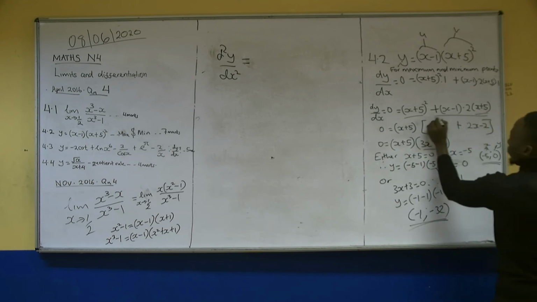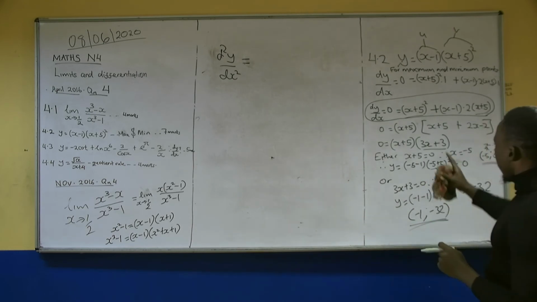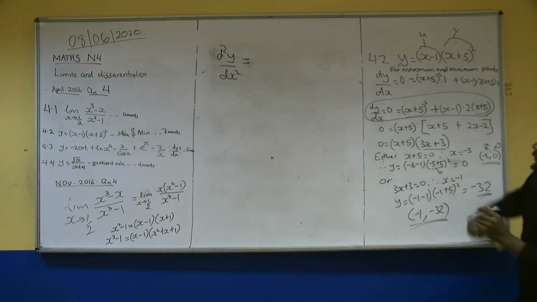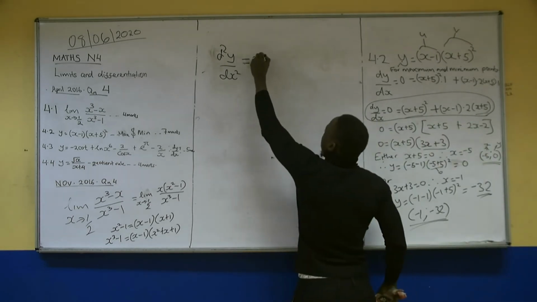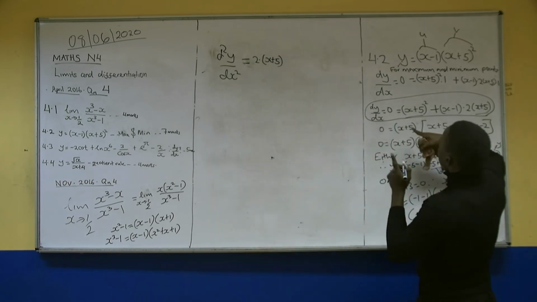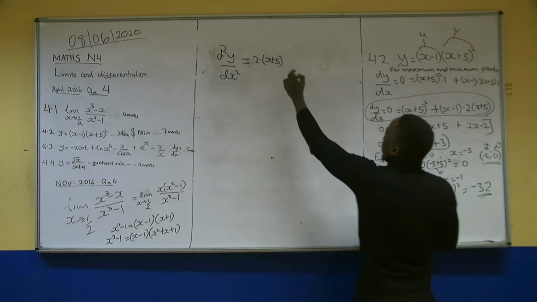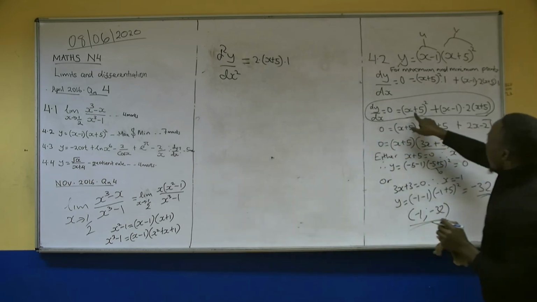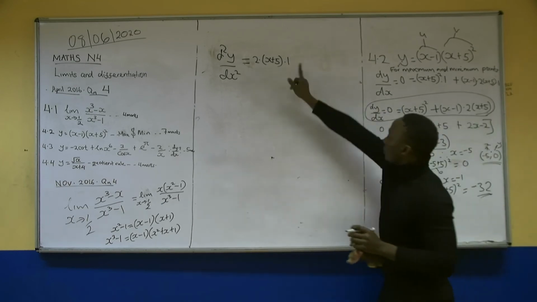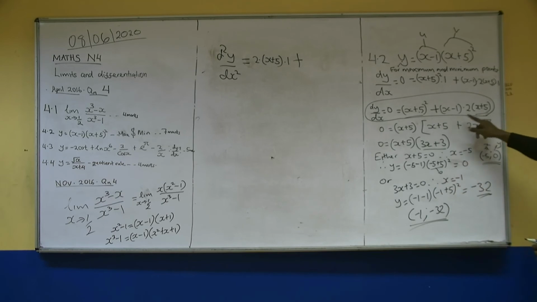So dy dx is where? It is here. I'm going to differentiate it the second time. If you differentiate (x plus 5) squared, the power comes down, you maintain the expression, but the power has reduced by 1. So to power 1, even if I don't show it, it was 2, times the derivative of the inner part, x plus 5, which is 1. That's why I'm having 1.